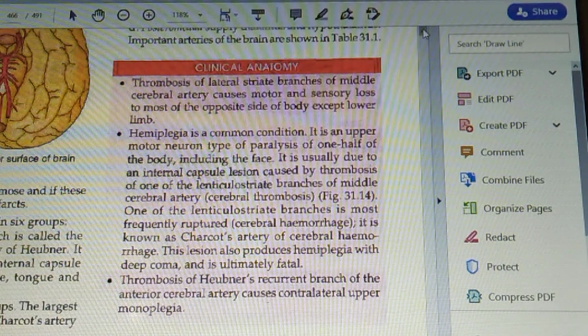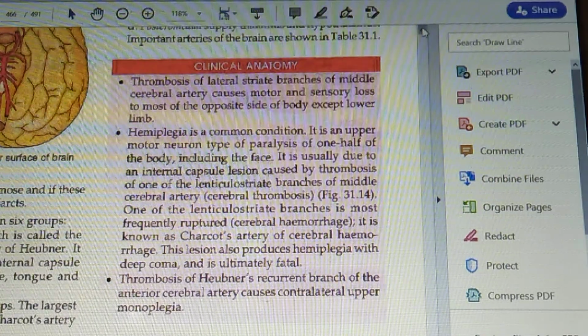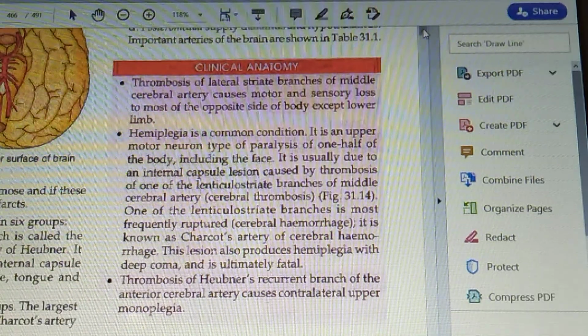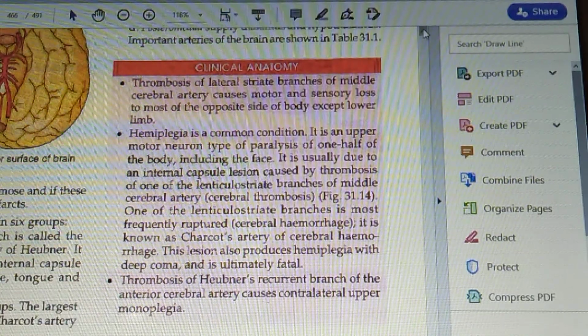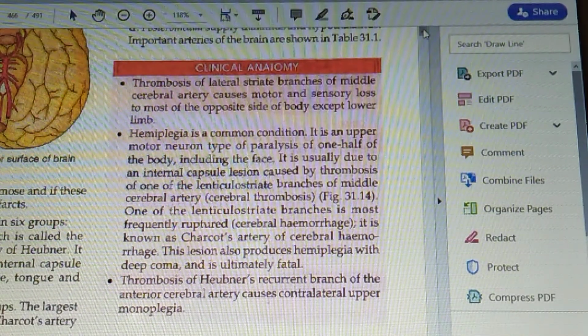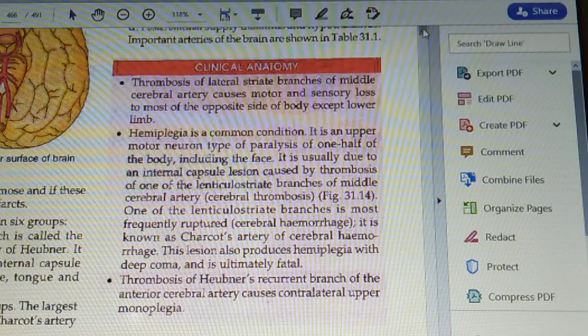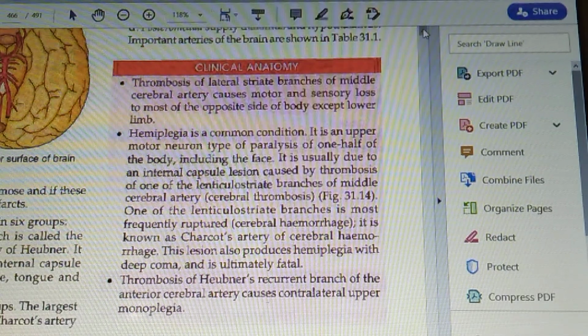Now you know about all the fibers, all the tracts, everything about the brain, right? So to correlate all this, clinical anatomy is now very easy for you. It is usually due to an internal capsule lesion, caused by thrombosis of one of the lenticulostriate branches of the middle cerebral artery. That is what we have talked about just now, the Charcot's artery. It will cause hemiplegia. One of the lenticulostriate branches is the most frequently ruptured and it is known as the Charcot's artery of the cerebral hemorrhage. This lesion also produces hemiplegia with a deep coma and is ultimately fatal.